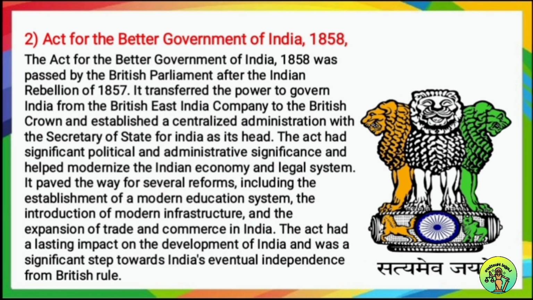Act for the Better Government of India, 1858. The Act for the Better Government of India, 1858 was passed by the British Parliament after the Indian Rebellion of 1857. It transferred the power to govern India from the British East India Company to the British Crown and established a centralised administration with the Secretary of State for India as its head.